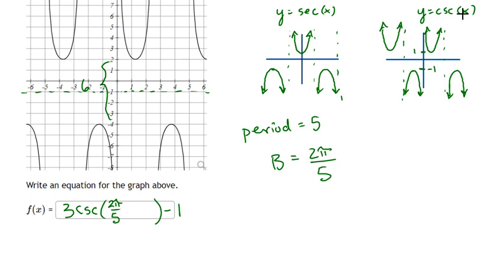Notice that cosecant, this has the same pattern as cosecant does, so there's no horizontal shifting needed at all. So I can just go ahead and put in 2 pi over 5 times x. And that will produce this graph for me.